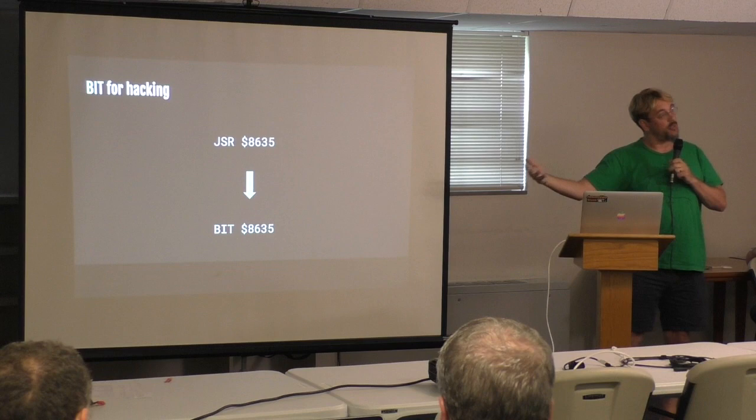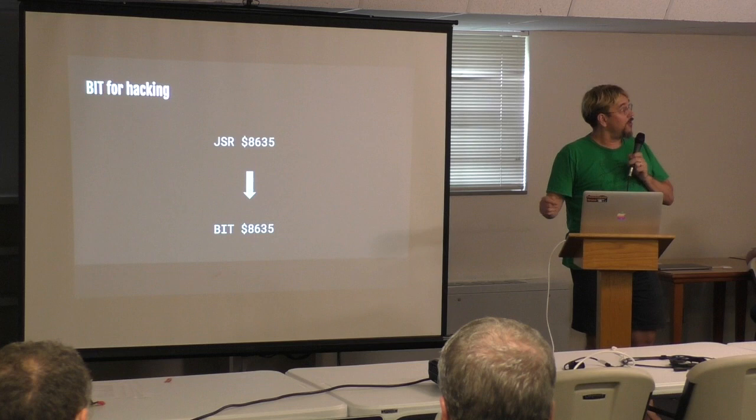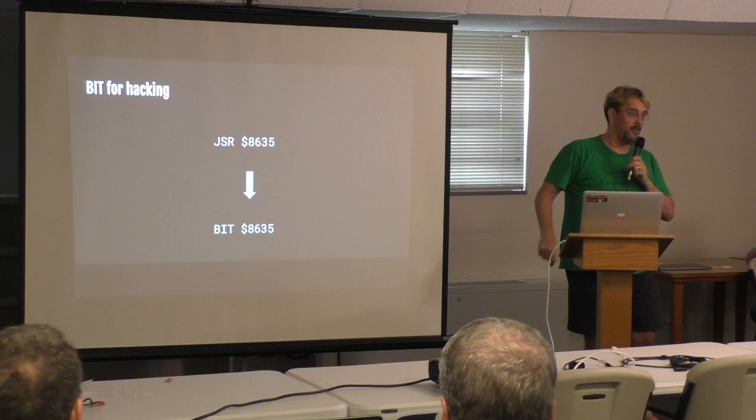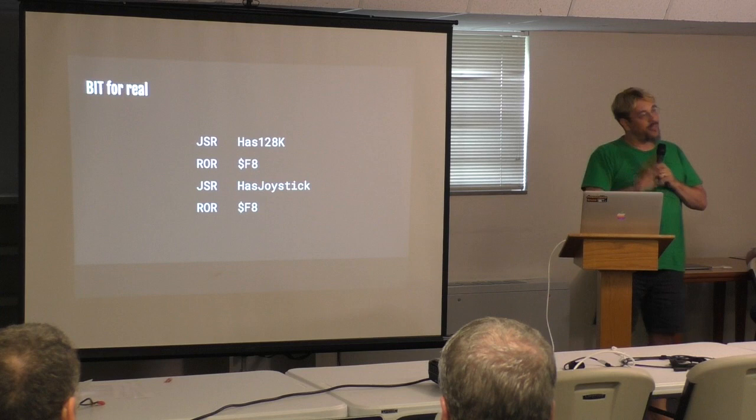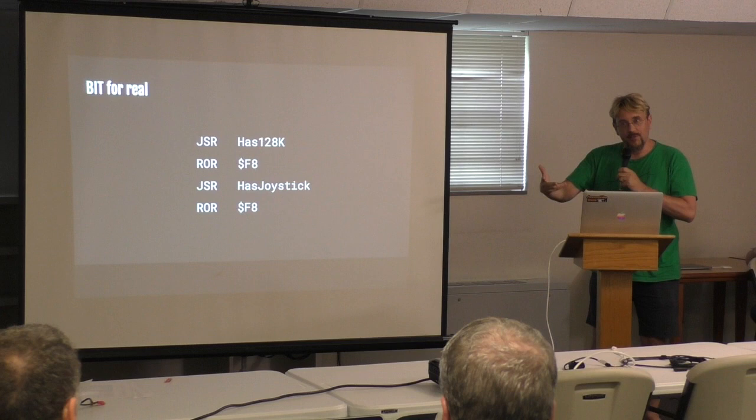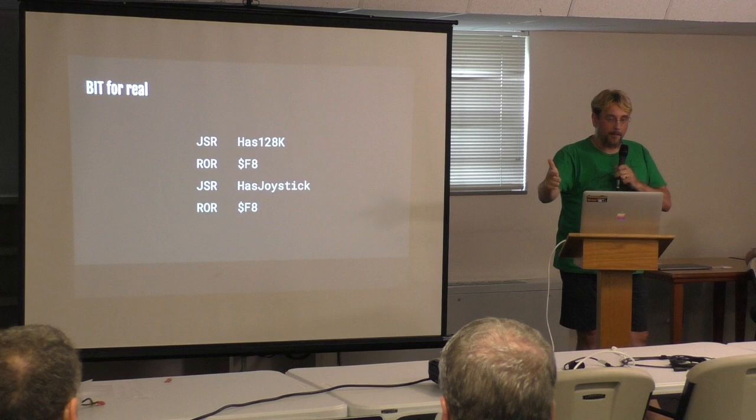And if you were wrong, you can go back and change it, because you still have the address there, so you don't have to write anything down. You just have to change JSR, which is 20, to BIT, which is 2C. That's not what BIT is actually for. What it does is set three flags: the zero flag, the overflow flag, and the sign flag.